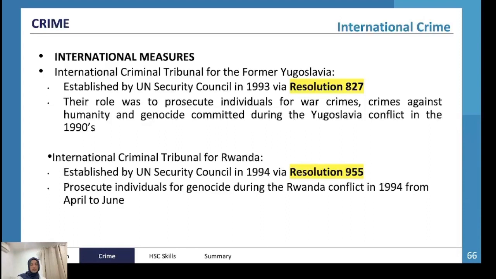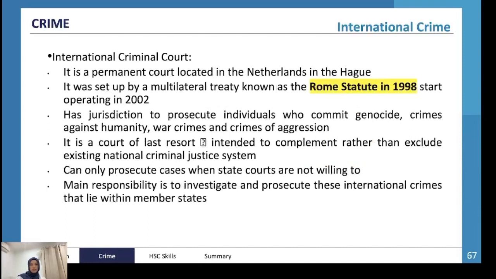The International Criminal Court is a permanent court located in the Netherlands, in The Hague. It was set up by a multilateral treaty known as the Rome Statute in 1998, and it started to operate in 2002. So it has jurisdiction to prosecute individuals who commit genocide, crimes against humanity, war crimes, and crimes of aggression. Each one of these has a different definition, so please do research into what each one of these is for a clearer understanding of the differences.